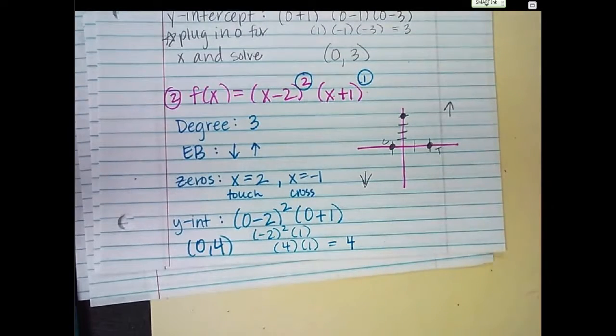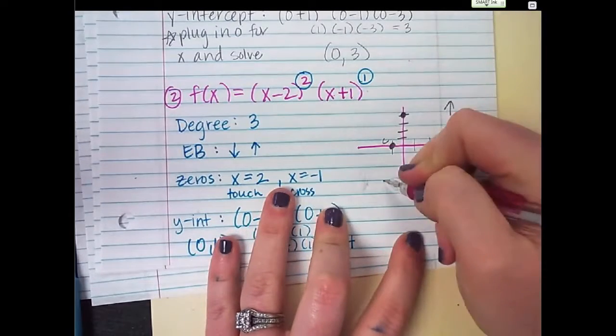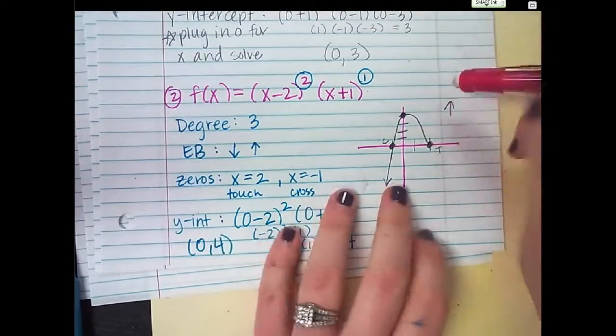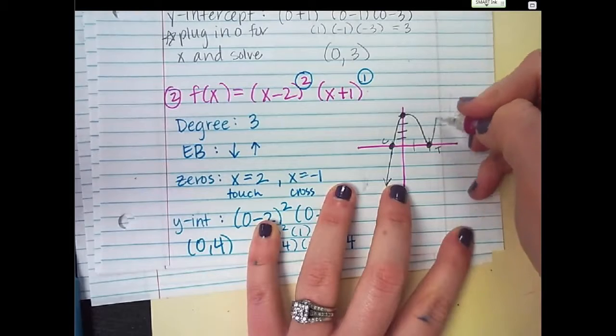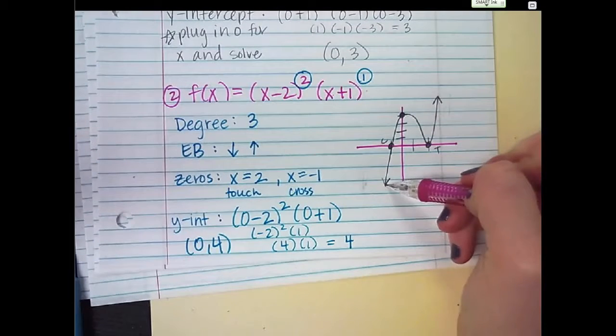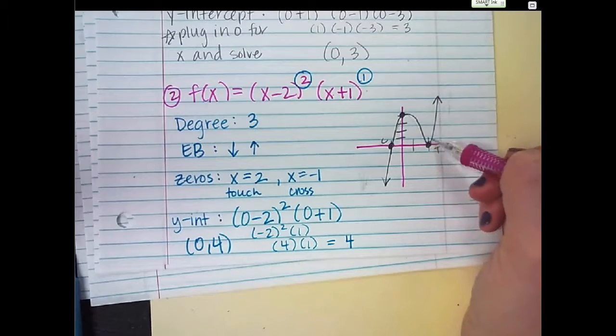So draw yours and then I'll draw mine. Let's see if it matches. So go left to right though. Like on the first one we did, I always start at the left. So you should come from the bottom left, cross through -1 with a 3 or y-intercept, and then just touch at +2 and then come back up.